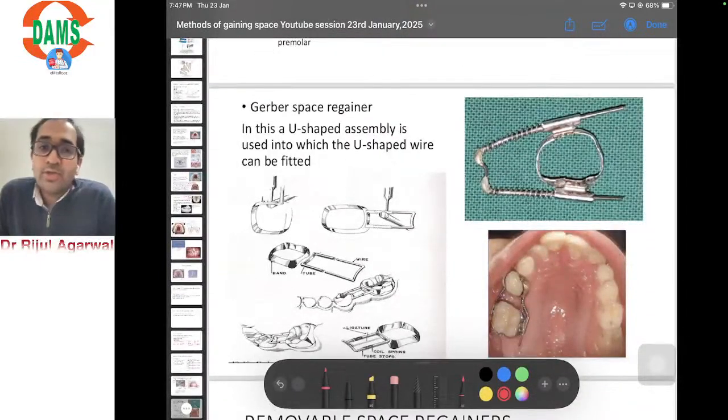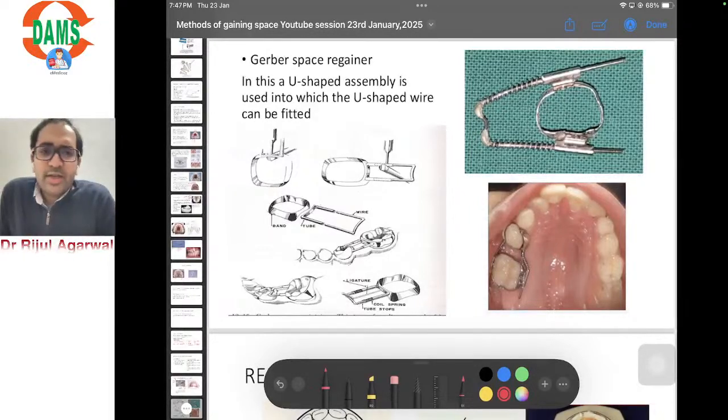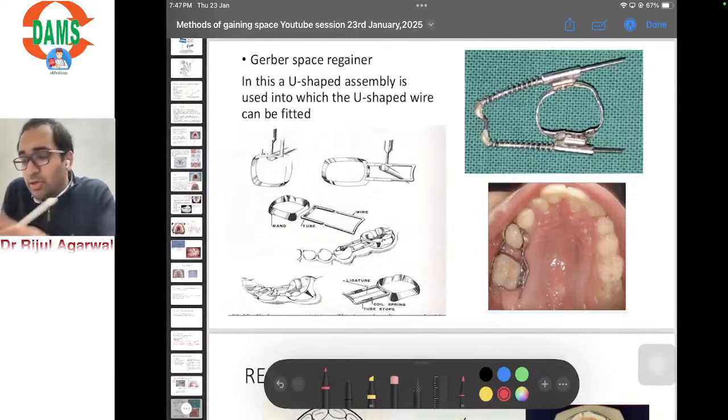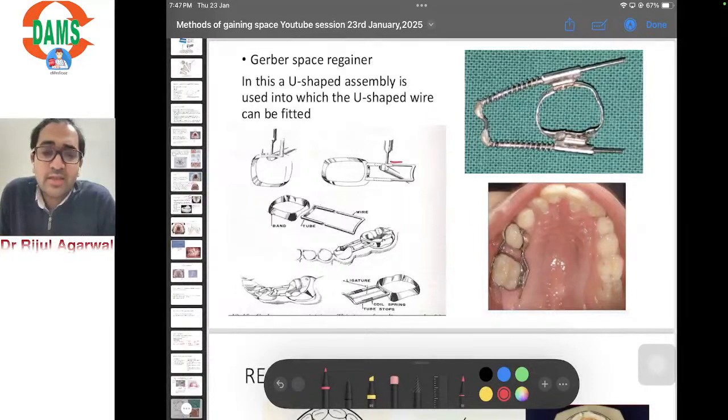Next is the Gerber space regainer. Construction is somewhat similar to the Hurst type. It has a U-shaped assembly into which a U-shaped wire can be fitted. Basically, it has a telescopic mechanism. What does a telescope have? It has a tube within a tube. Similarly, there is a tube inside which a wire is present. This is compressed, with a similar kind of mechanism as exists in the Hurst. This compression is relieved as the appliance distalizes.